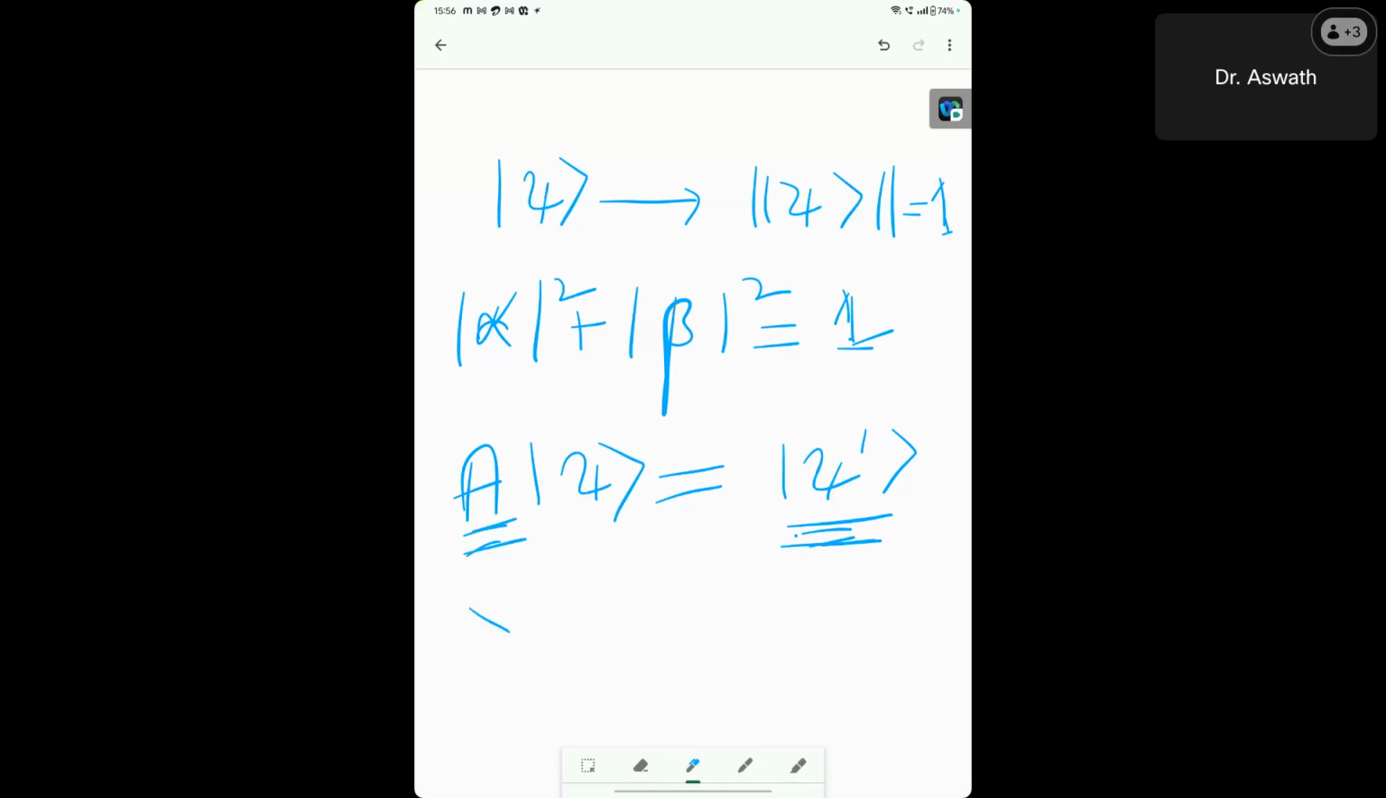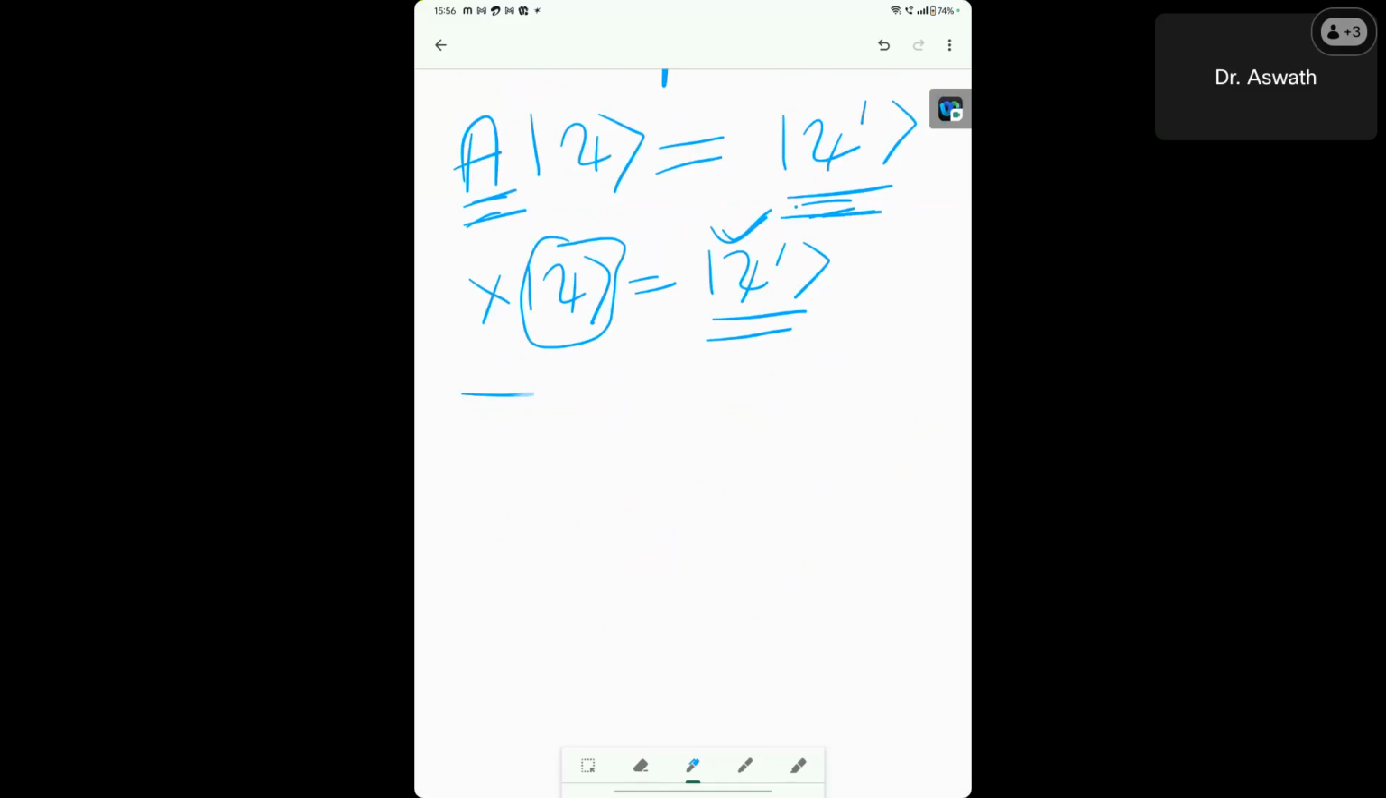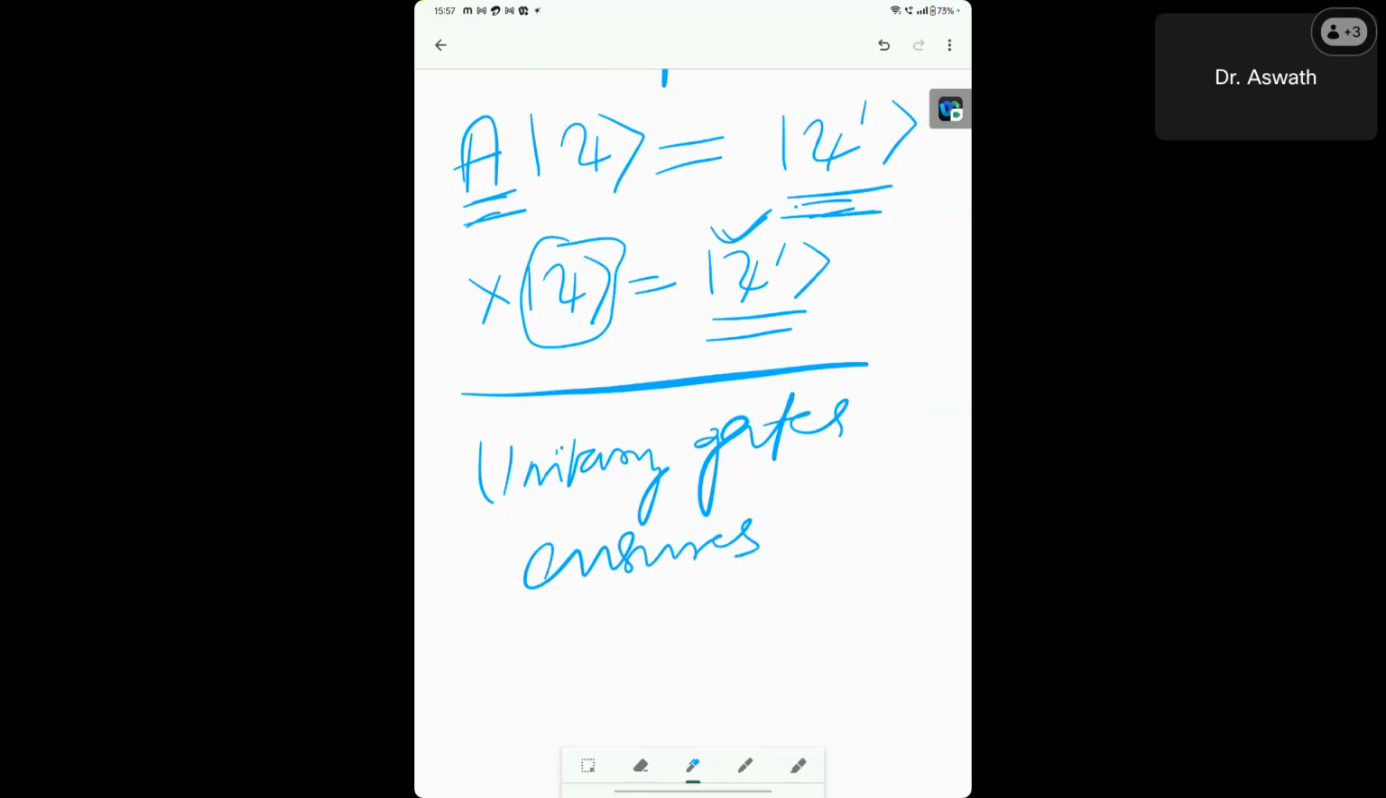So if you take an X gate, X acting on psi gives a psi prime, and this is also a qubit state with the probability amplitudes it started with. The only thing is, in the second case, they are just interchanged. Only unitary gates ensure the transition of a given quantum state to another quantum state.